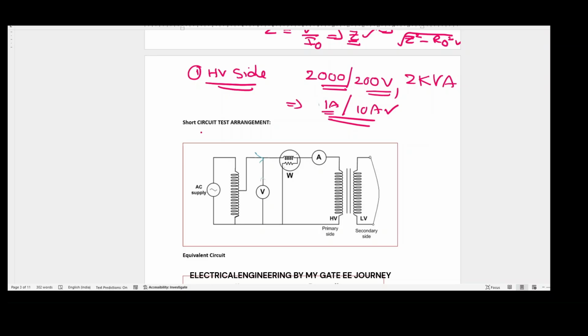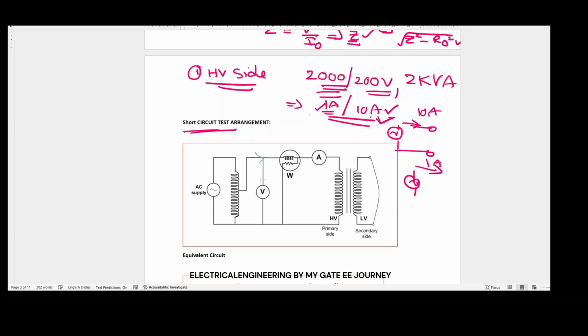If you perform the short circuit test, you have to ensure that full rated current flows through the transformer. Here full rated current is 10 amps, here full rated current is 1 amp. So to perform the short circuit test on the LV side, you have to get a source which can supply 10 amps. But if you perform the short circuit on the HV side, you need a source with 1 ampere.